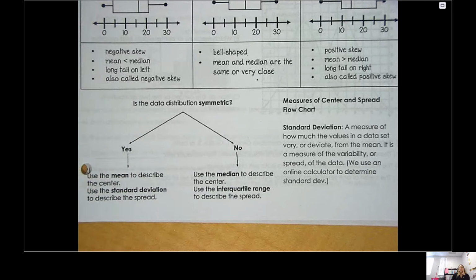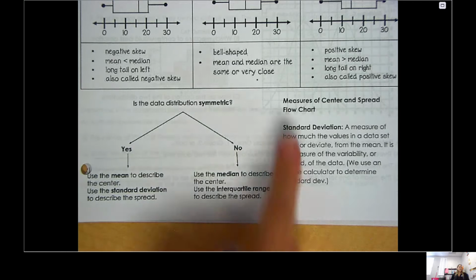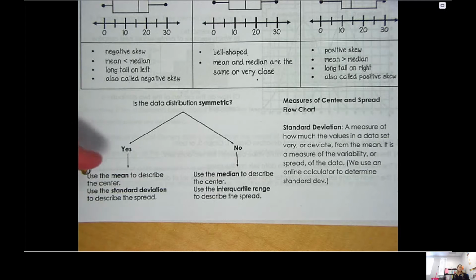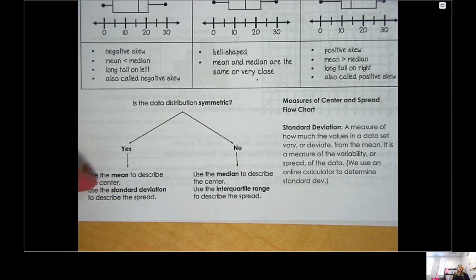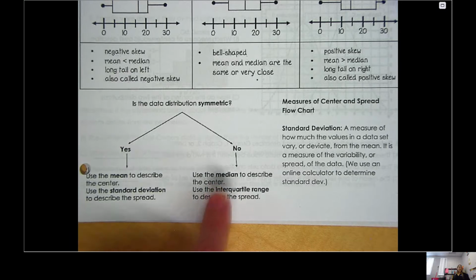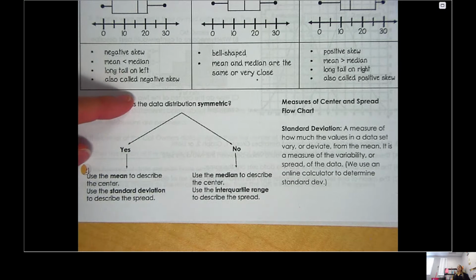Down at the bottom, it says, is the data distribution symmetric? So here's what you're going to do. I've got a little flow chart here, and it talks about the center and the spread of your data. Depending on where your data is located, you are either going to use the mean, the average, to describe the center, or you're going to use the median to describe the center. And that's two different things. Two different things. And so that is based on if your distribution is symmetric or not symmetric.